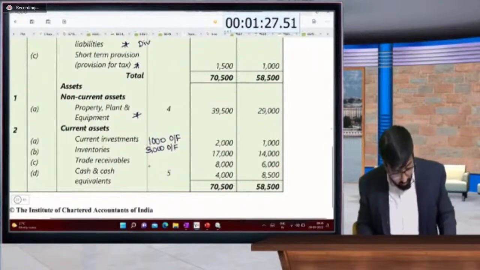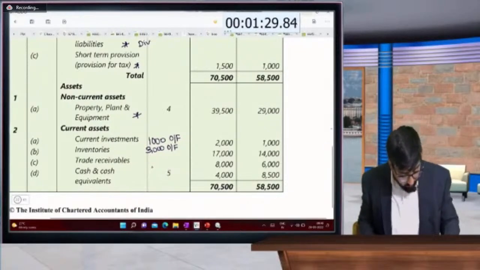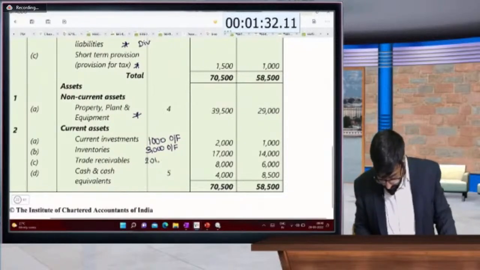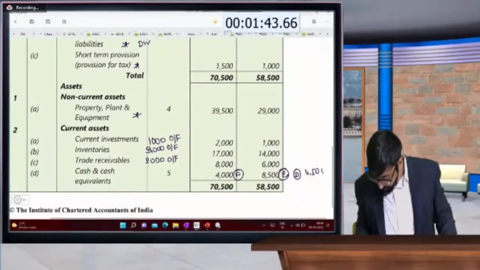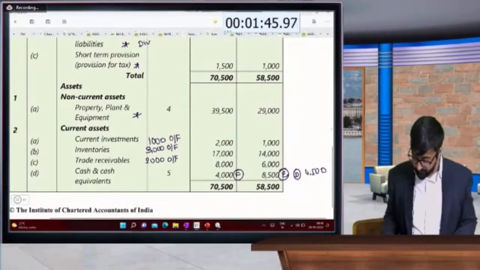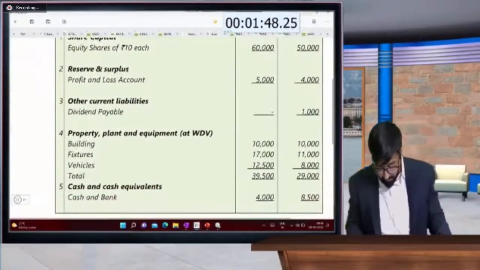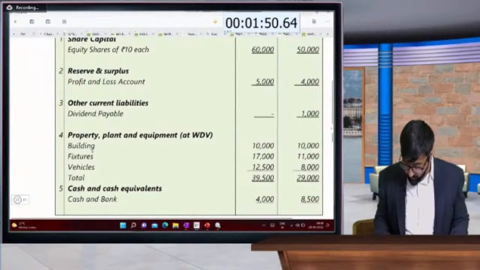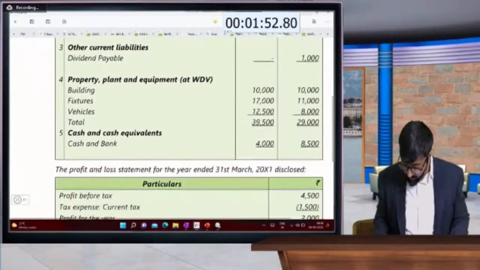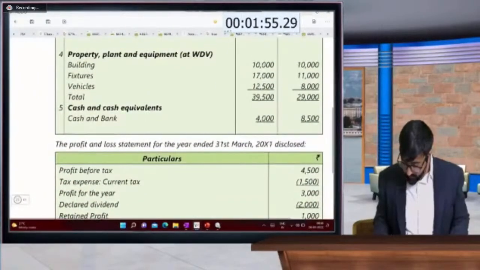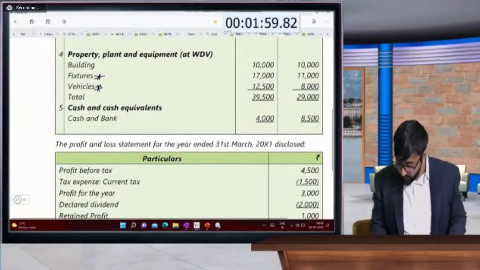Very good. Who answered very fast, beta? Janvi. E 8500, F and D is negative 4500. Share capital, P&L account, dividend payable account we will open. Building, no need of account as it is the same balance. Fixture we will open account. Vehicle we will open account.